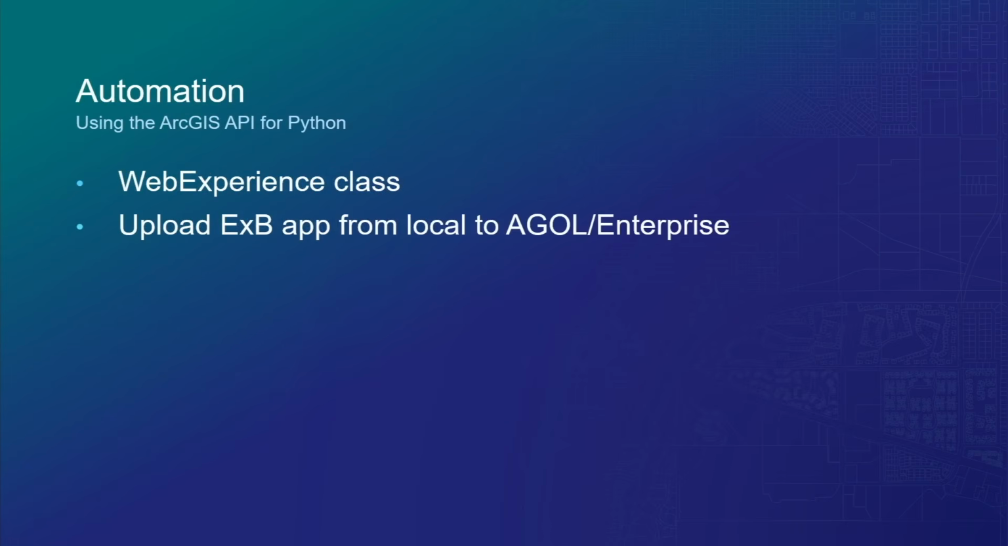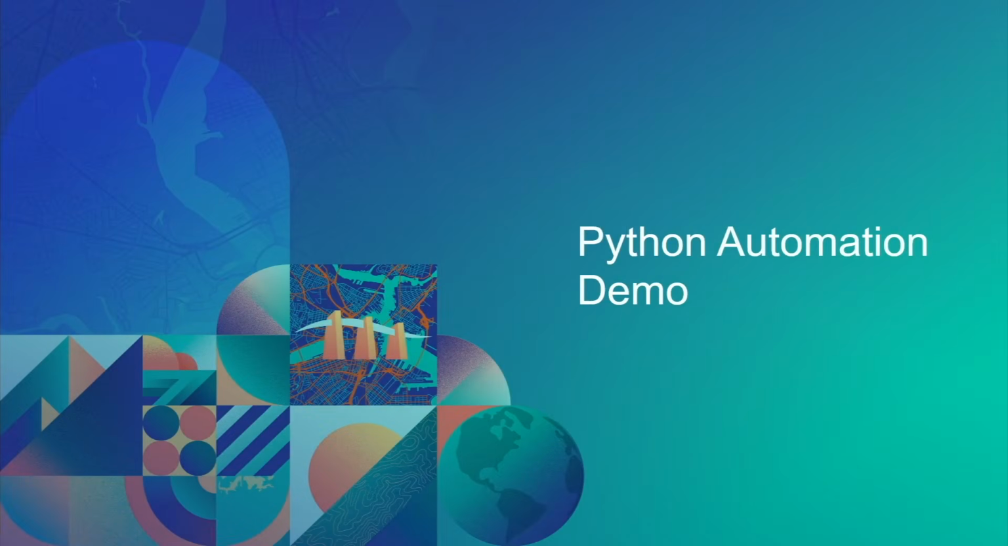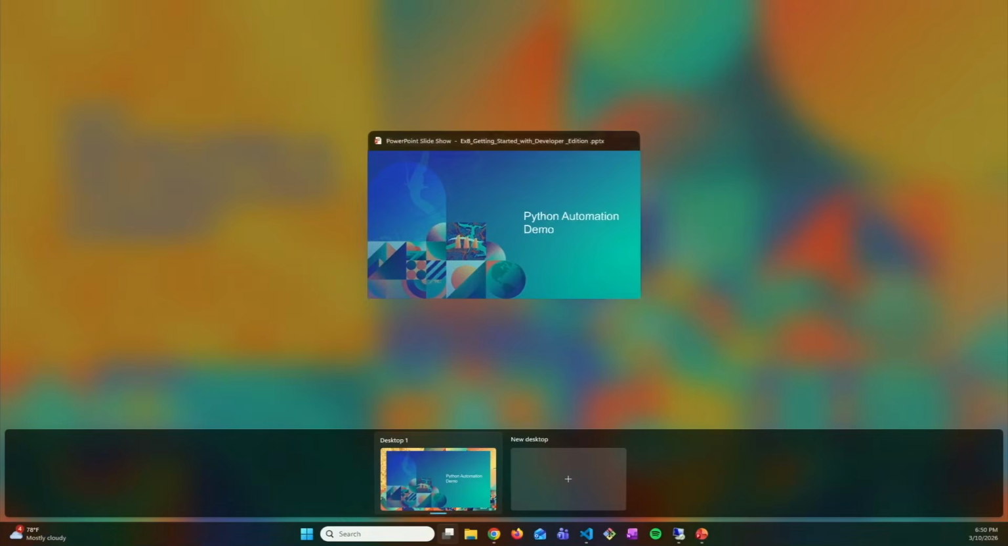We can automate the publishing of our Experience Builder apps that we build in Dev Edition using the ArcGIS API for Python. It will upload an app from your local machine to either ArcGIS Online or Enterprise. And I'll give a demo of that.